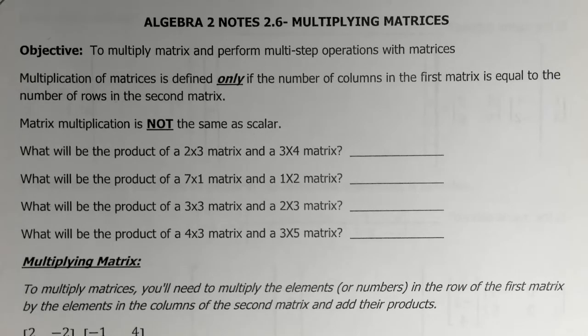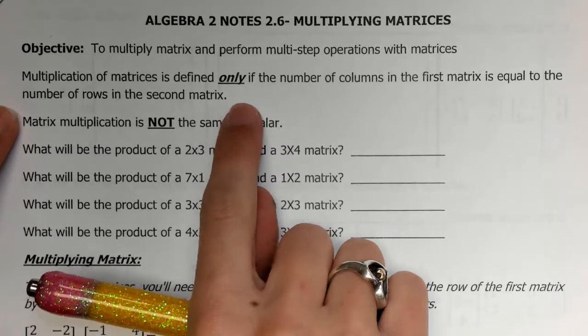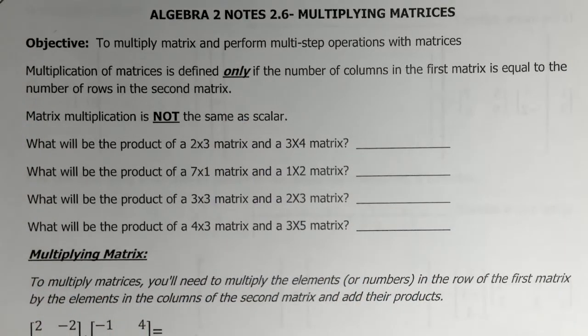Okay, so we're going to be taking it a step further. Last class we did scalar multiplication, where you just took a number and distributed it to all the elements in the matrix. Now we're going to do matrix times another matrix, okay? You can only multiply if the number of columns in the first matrix is equal to the number of rows in the second matrix.